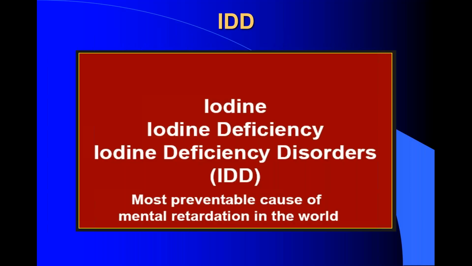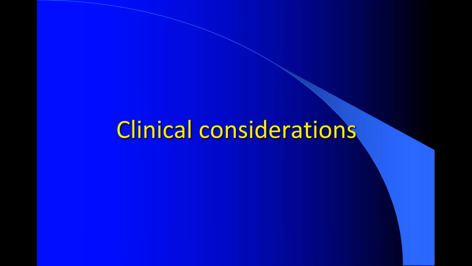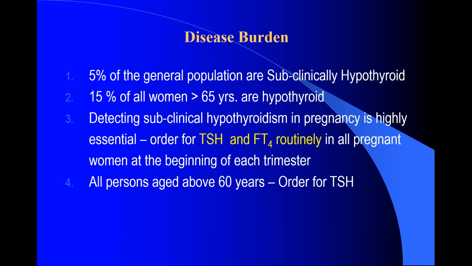Iodine deficiency, just one slide. This is the most common preventable cause of mental retardation in the world. Initially, you might have seen in villages ladies with large goiters. Nowadays you rarely see such a condition. This is because of fortification of common salt with iodine, which has actually reduced the incidence of iodine deficiency. Now coming on to clinical considerations.